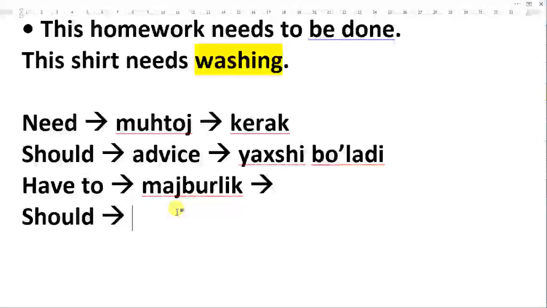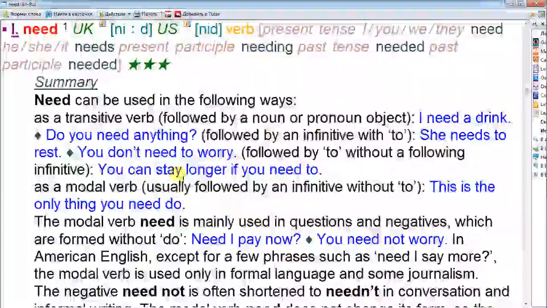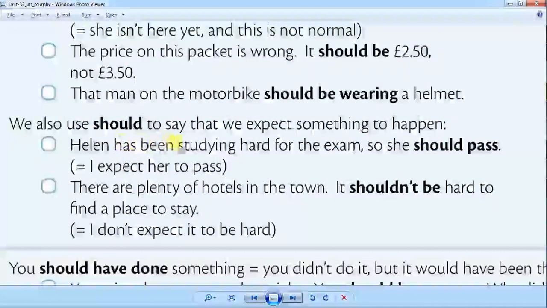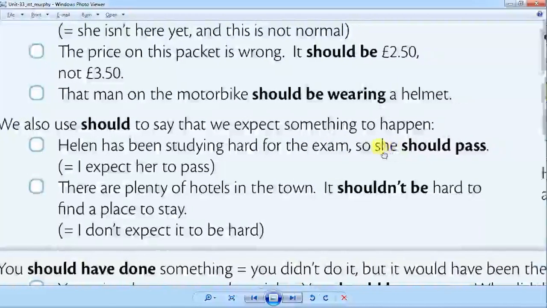It must be expensive. Qimmat bo'lsa kerak. It must be cheap. He must be at some video bo'lsa kerak. What's the difference? We use should for the future. I told you that we use must only for the present. Must qachon ishlatamiz deganman? Faqat presentga. Masalan, it must be cheap, arzon bo'lsa kerak bu. Kelajakdami yoki hozirmi? Hozir. Endi bu gapga e'tibor beringlar. Helen has been studying hard for the exam. Juda qattiq o'qiyapti. U imtihonda o'tib ketsa kerak. Hozirmi yoki kelajakdami? Ha, farq shunda ekan. Okay?